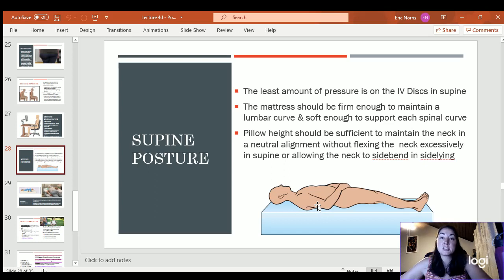You want your mattress to be firm enough in order to maintain your lumbar curve, but soft enough in order to still support your spinal curves. So a good mix of soft and firm is ideal. Your pillow height should be just high enough to maintain your neck's proper alignment. It needs to be in a neutral position without overly flexing the neck. And then when you're laying on your side, it also needs to be high enough to keep you in a neutral alignment without side bending one way or the other too much.